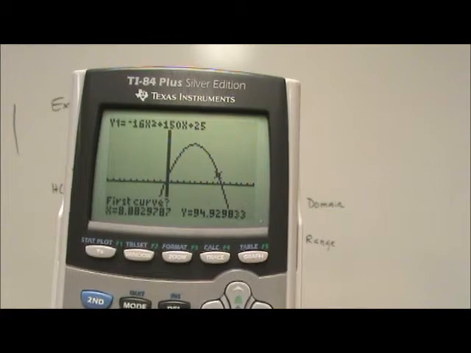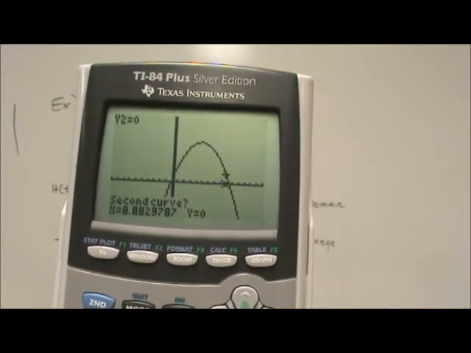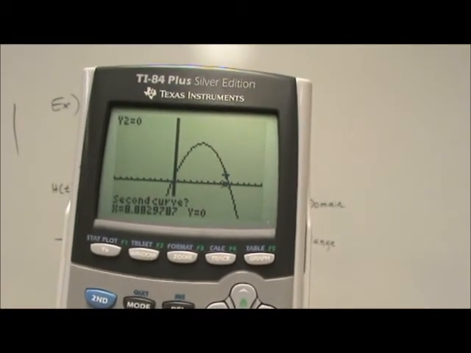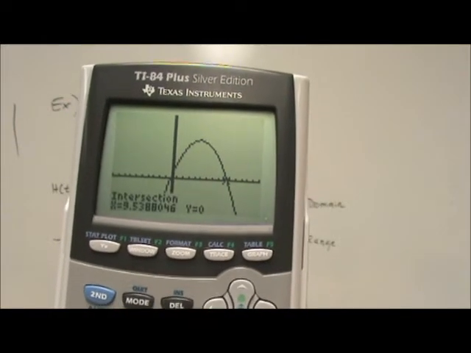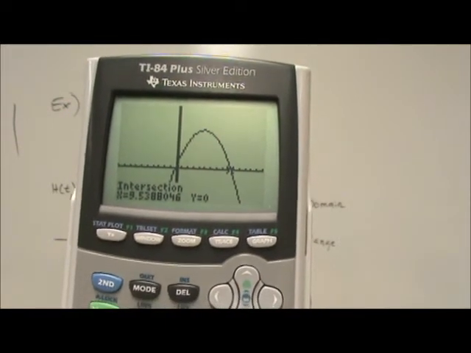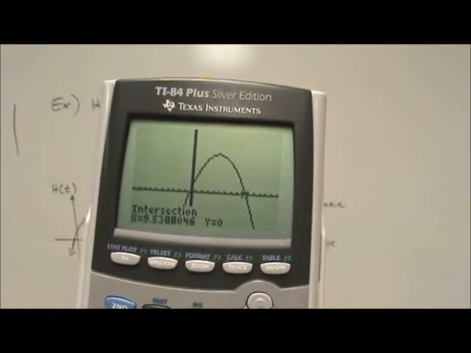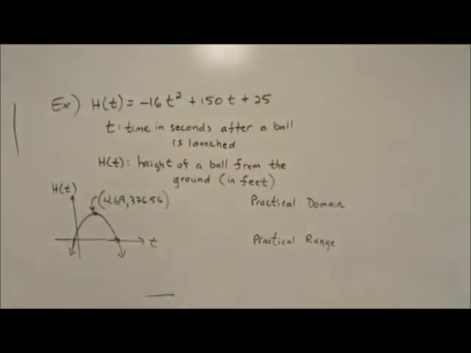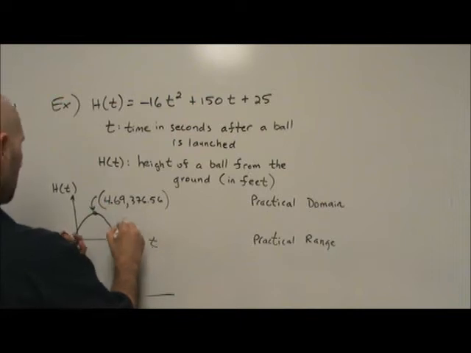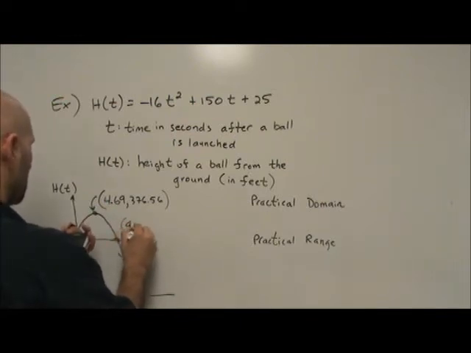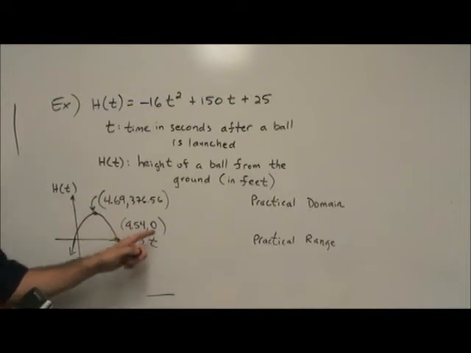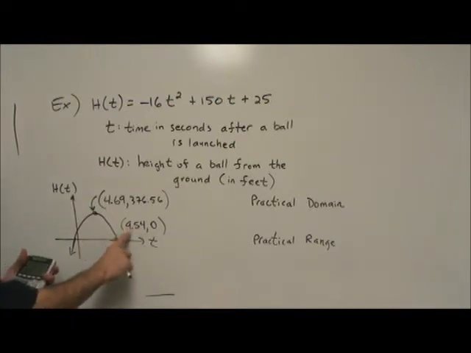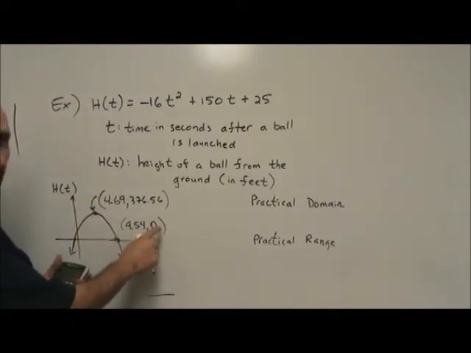So I'll hit enter for first curve, second curve. The cursor is pretty close to that intersection, so that looks good. I'll hit enter, and then I'll hit enter for start calculating. And so there is the positive horizontal intercept. I'm going to round to 2 decimal places. So 9.54 comma 0. In other words, after that many seconds, the ball has a height of 0.